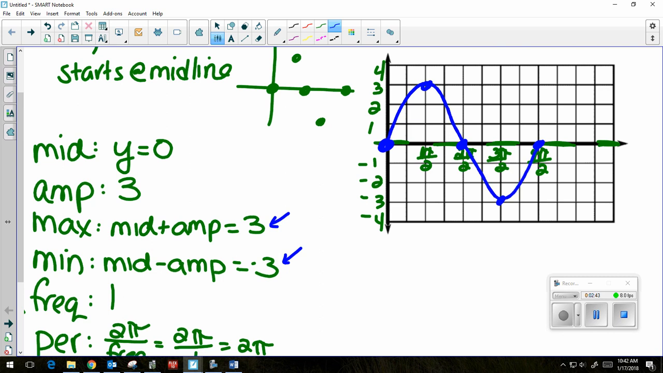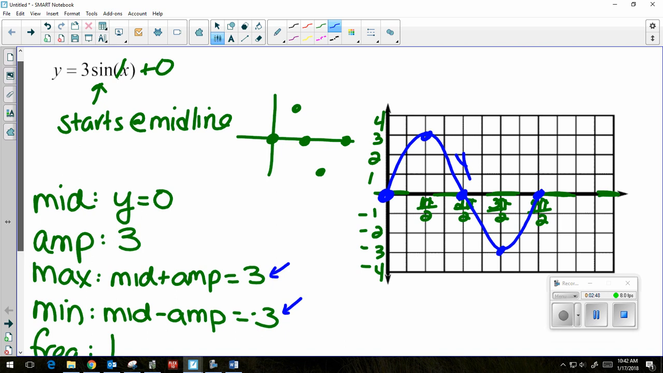Connect it with a curve and label your graph. So this is the graph, y equals 3 sine x.